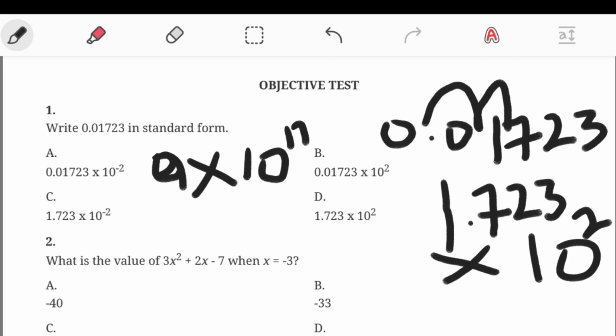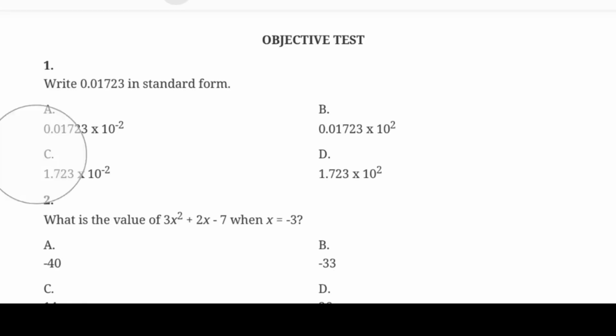When you are moving the decimal point towards the positive, then it's to the power negative, right? It depends on the direction. If you are moving the decimal point towards this direction, then it's negative. But when you are moving the decimal point towards the opposite direction like this, then it becomes positive. So from the above, we have 1.723 times 10 raised to the power minus 2. So our answer there is C.